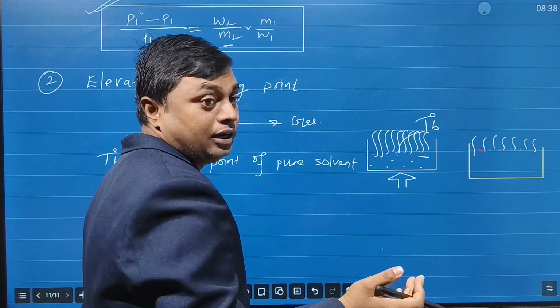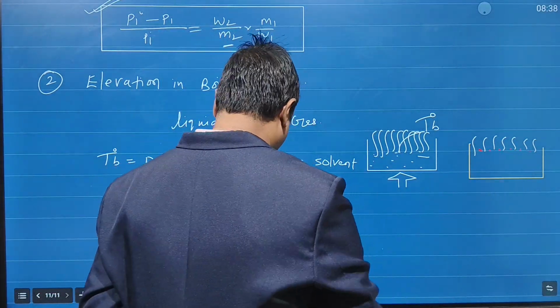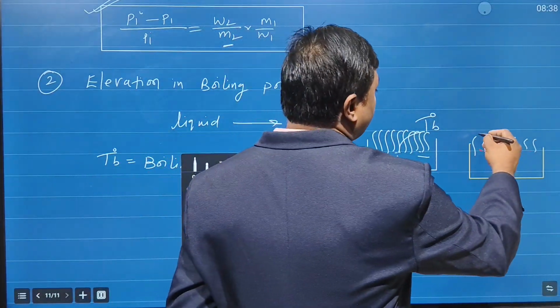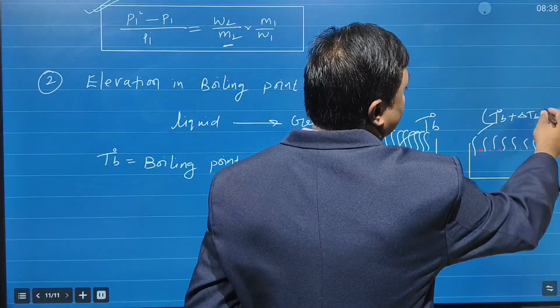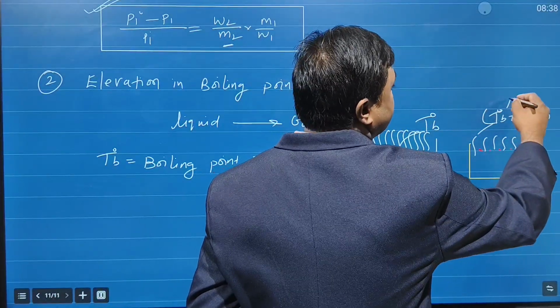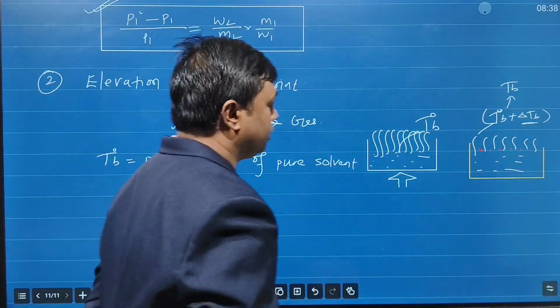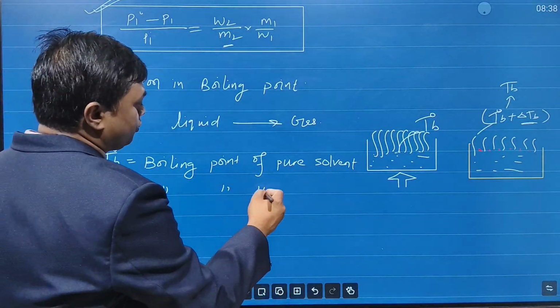Now I want to boil the solution, because this is a solution now that the solute is mixed. So to get this much vapor pressure, we have to give this T degree B plus some more temperature. So T degree B plus delta TB is nothing but TB, that is the boiling point of solution. What is TB here? TB is the boiling point of solution.